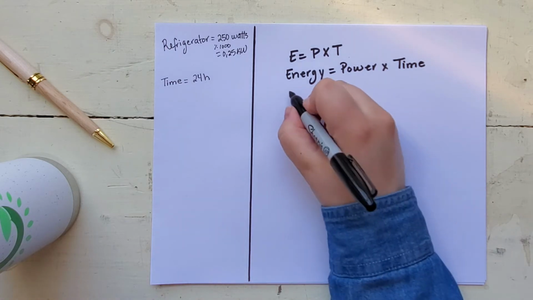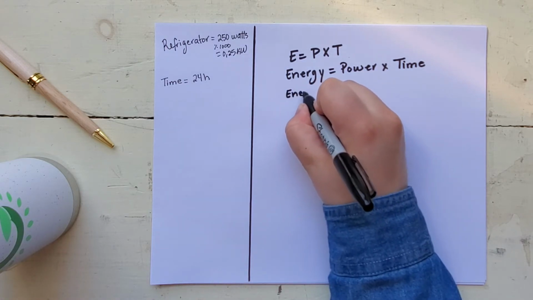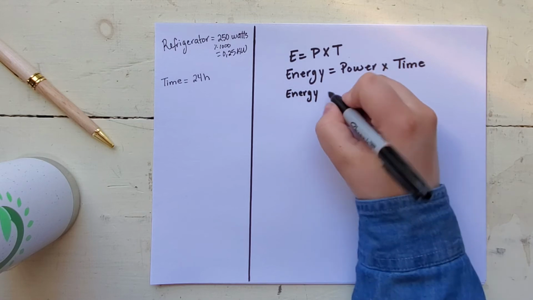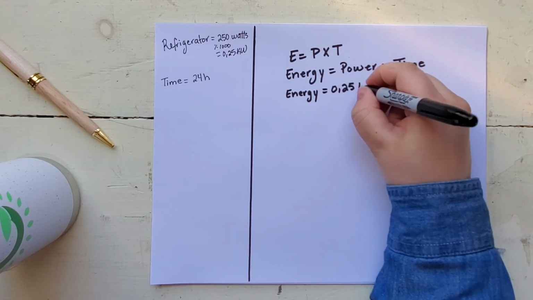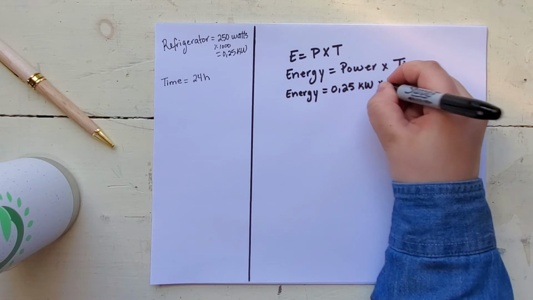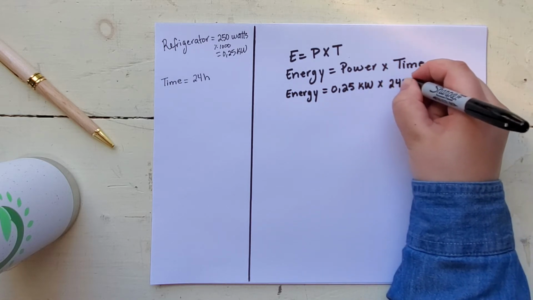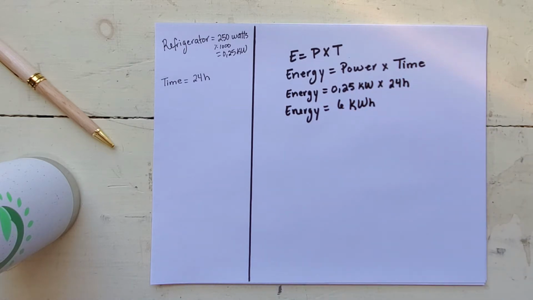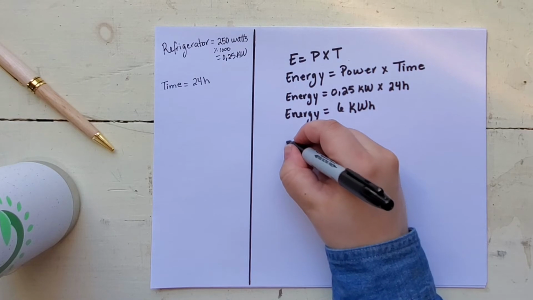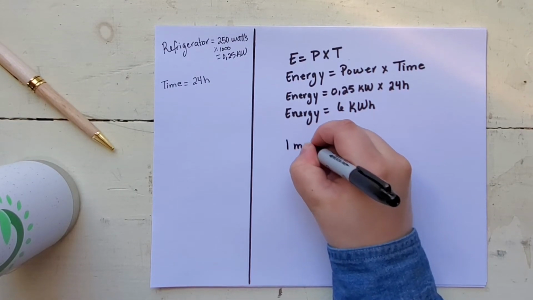Let's go back to our formula. As mentioned, E is equal to P multiplied by T. So the energy is equal to 0.25 kilowatts multiplied by 24 hours, which gives us energy is equal to 6 kilowatt hours. I know now how much energy my fridge uses in a day, but what interests me is how much it costs me in a month and even in 1 year.